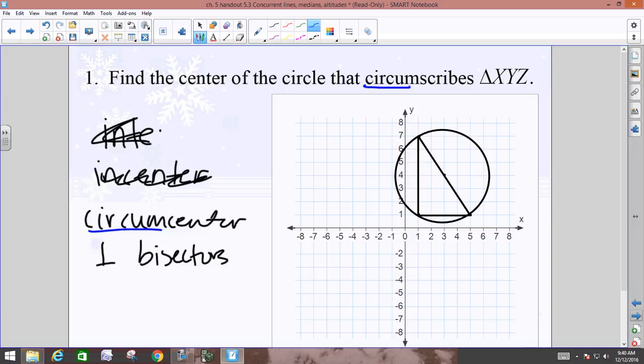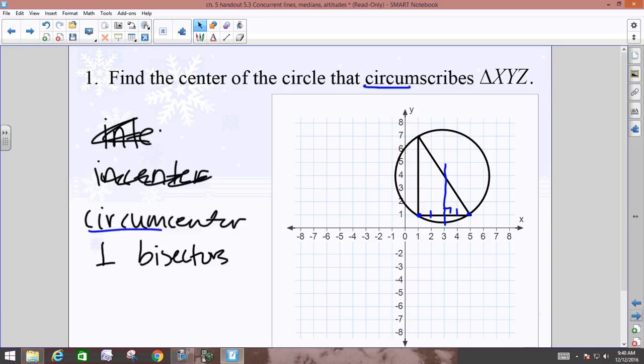Well, it goes from 1 to 5. So what's halfway between 1 and 5? 3. So draw a vertical line through 3. That blue line is the perpendicular bisector of the bottom side. I gotta find them all. So I gotta find where they intersect, because that gives me the circumcenter.